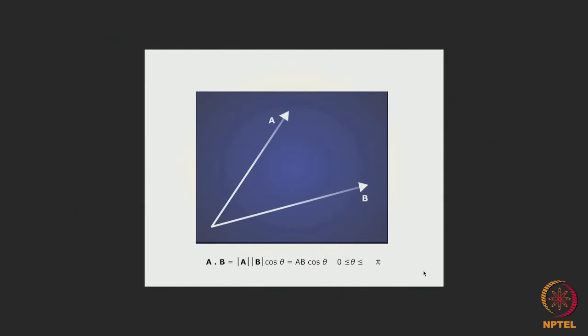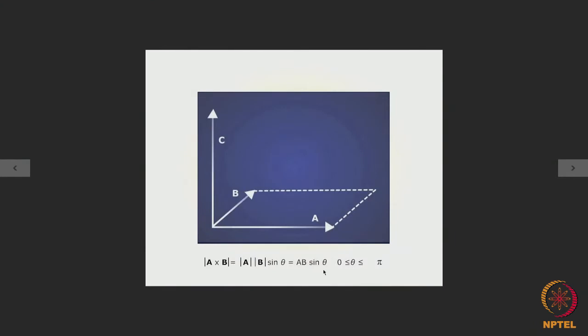There are two kinds of vector operations which we normally come across. Suppose A and B are two vectors, and let the angle between the two vectors be theta. So, A dot product B is a scalar quantity, and the magnitude of that is the magnitude of A multiplied by the magnitude of B multiplied by cosine theta. So, it will be AB cosine theta.